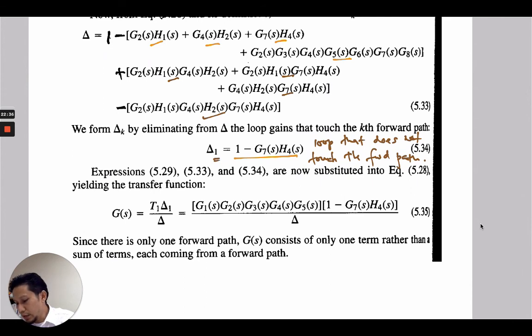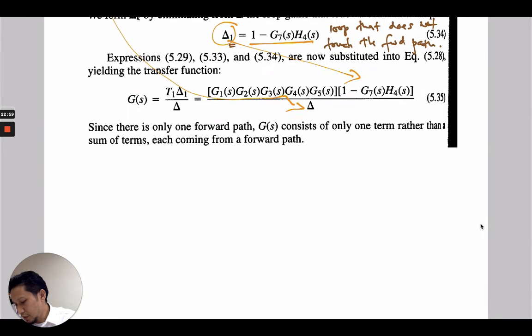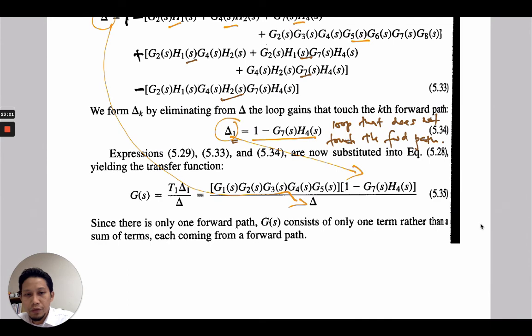So T1 is the forward path. The delta 1 is actually this one, so this is the delta 1. And then delta is actually this one. In this example, it's not shown in the formula because it's quite long. Okay, that's it. We already found the transfer function for this example.